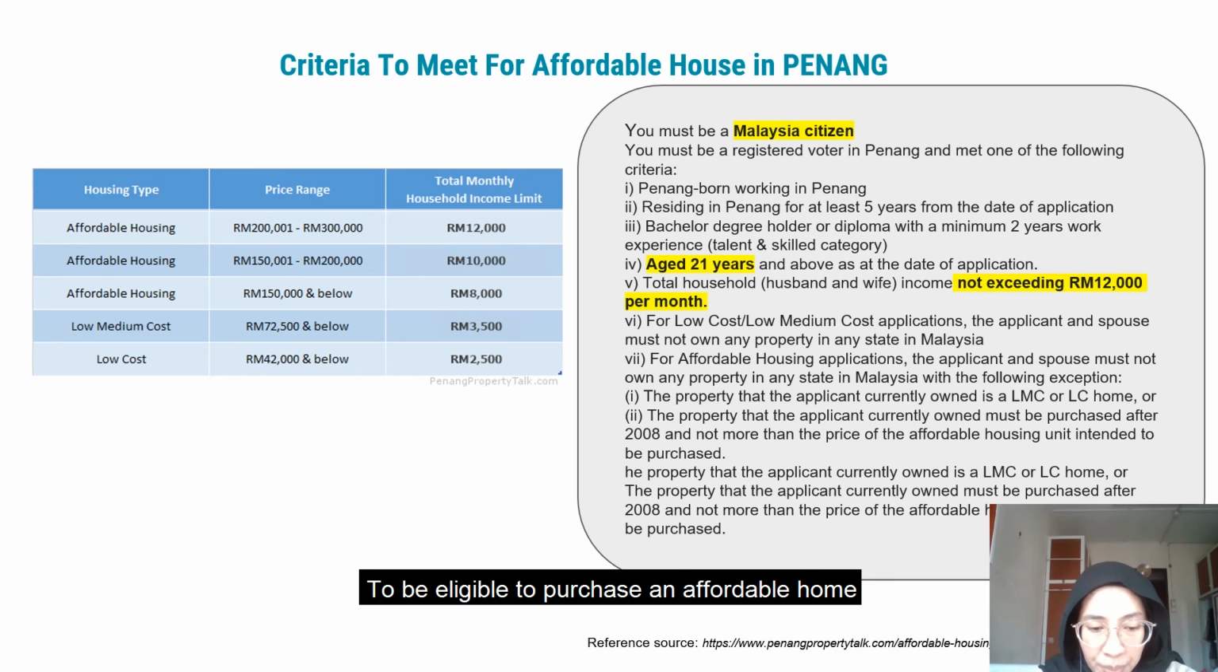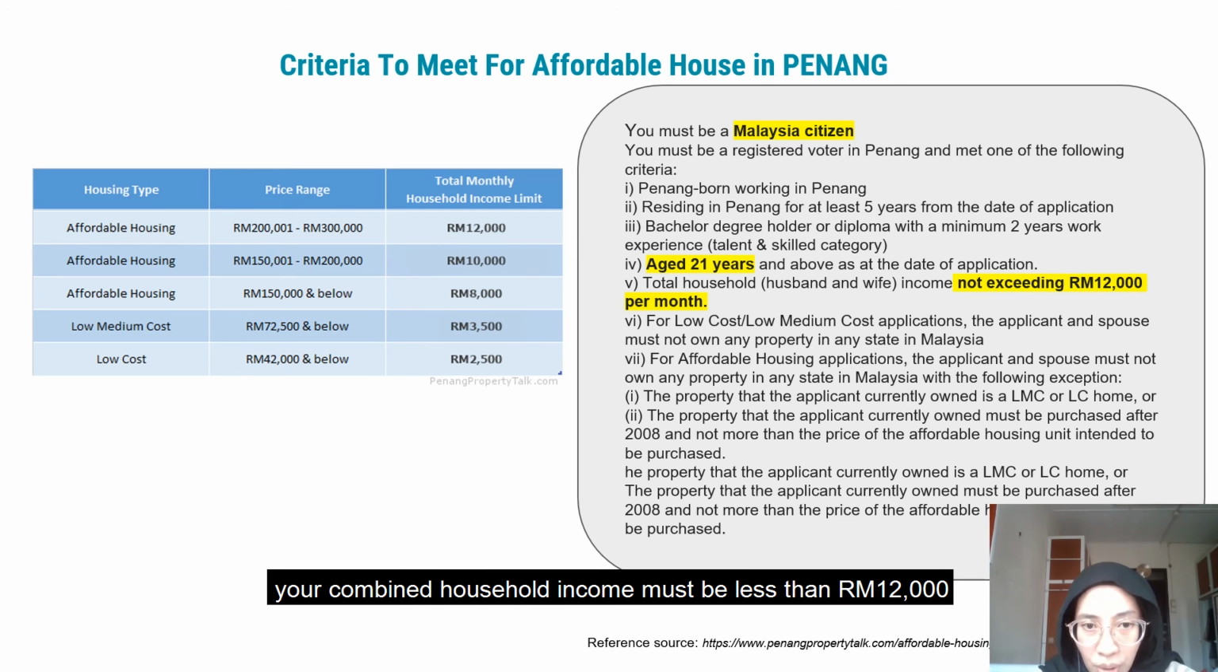To be eligible to purchase an affordable home within the 200,001 to 300,000 ringgit range, your combined household income must be less than 12,000 ringgit. To apply for low-cost and low-medium-cost housing, the applicant and spouse cannot own property in any other state in Malaysia.